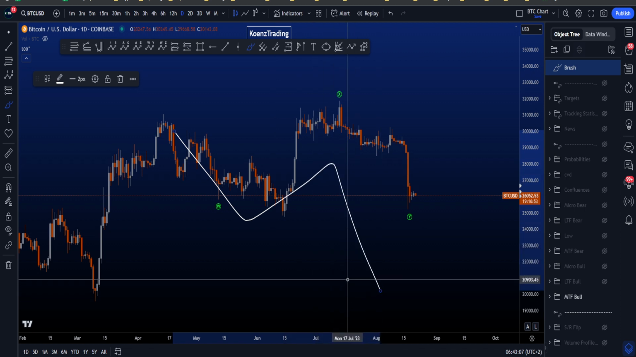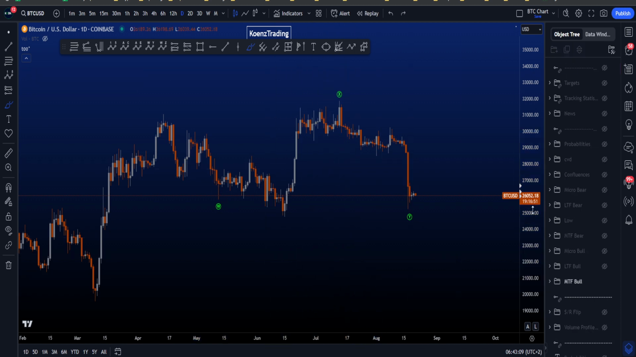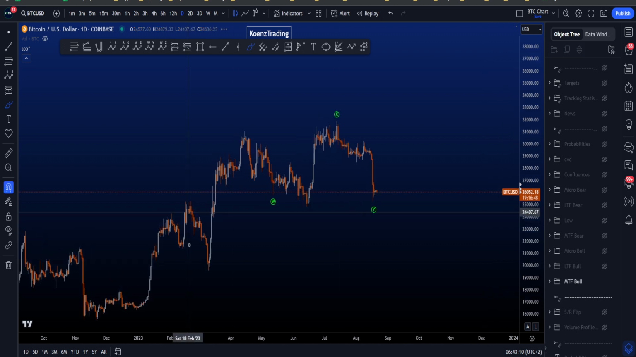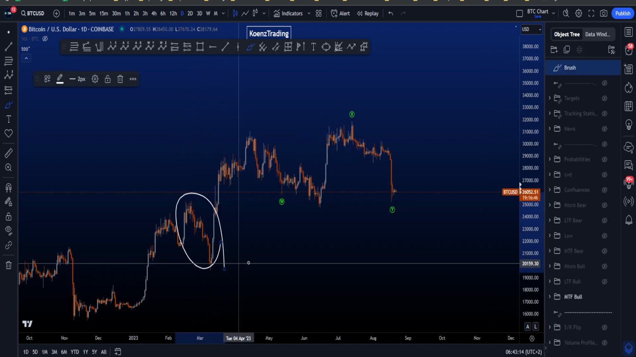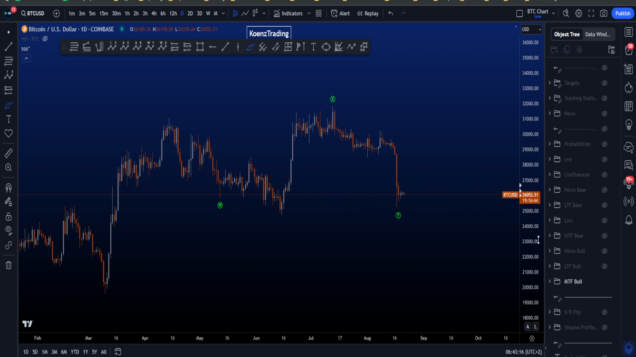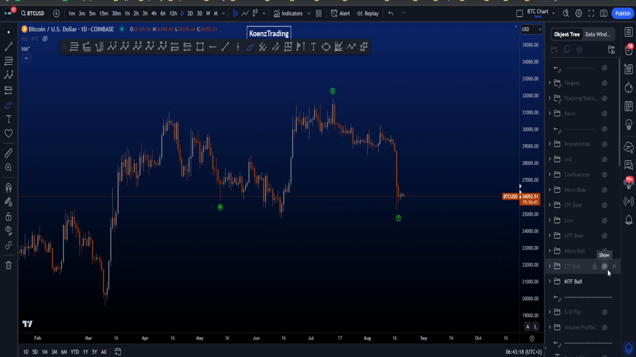Usually a double zigzag is a sharp structure to the downside, something like this, and we actually had a double zigzag over here, and you can see how sharp that was to the downside. So that lowers the probabilities at the moment of this particular scenario.